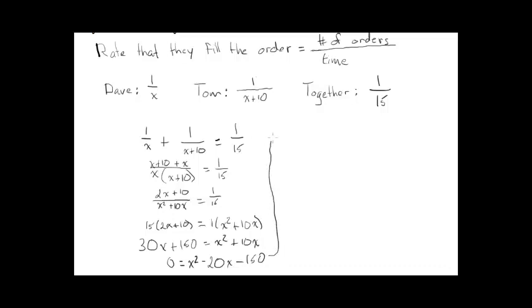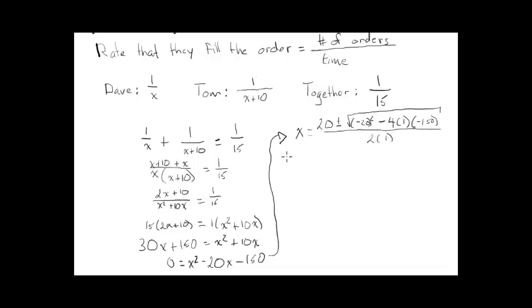I'm going to go over here, just keep it all on the same screen. And then you have to solve this quadratic equation. This quadratic equation doesn't factor nicely, so you would have to use the quadratic formula. So x would equal negative b, which would be positive 20, plus or minus the square root of b squared, minus 20 squared, minus 4 times a, which is 1, times c, which is minus 150, all divided by 2a, which would be 2 times 1.